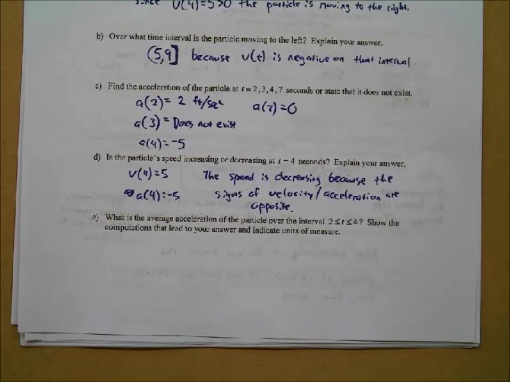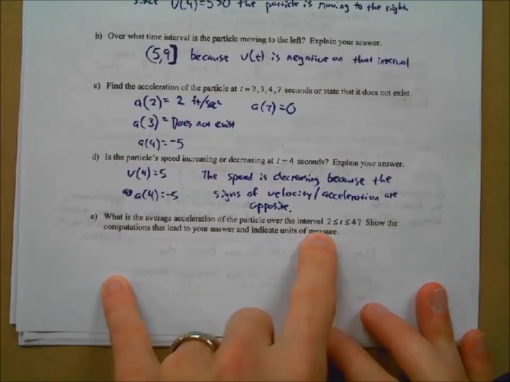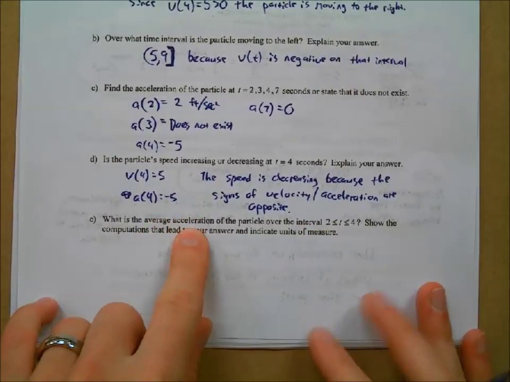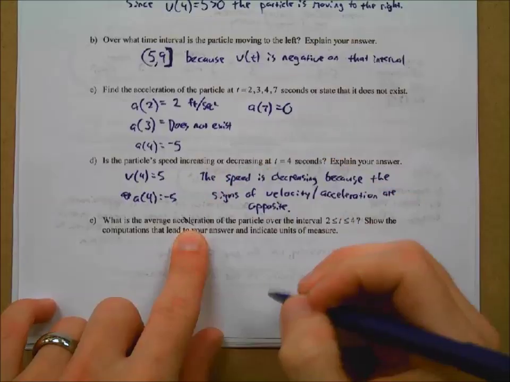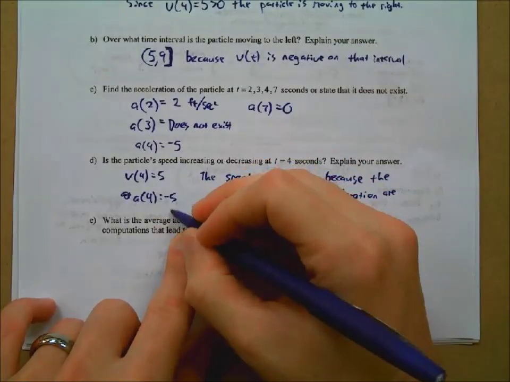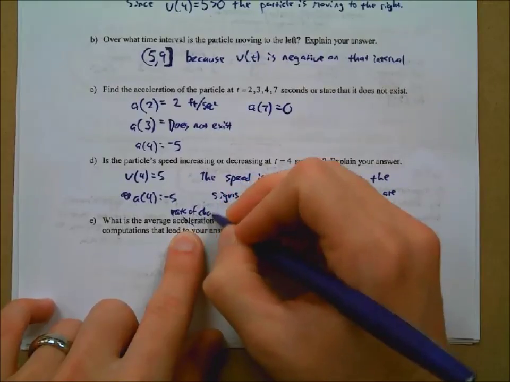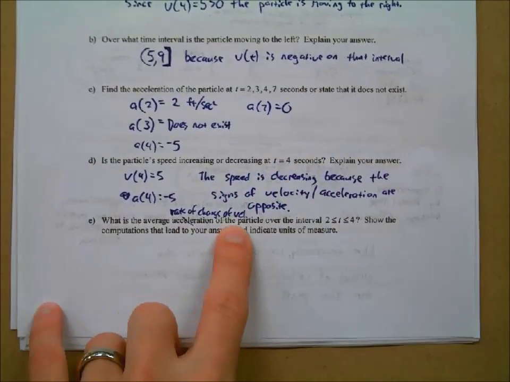And again, we've got to be careful with this. Average acceleration of the particle over the interval from 2 to 4. Instead of thinking of this as average acceleration, instead of using the word acceleration, we could use rate of change of the velocity. So if you want to help yourself out here, average rate of change of velocity. I'm going to abbreviate there just to save myself some space.